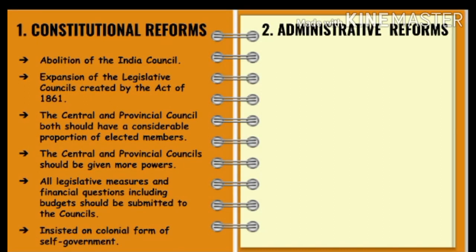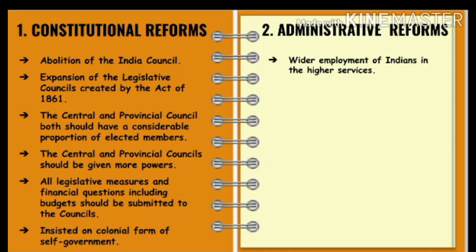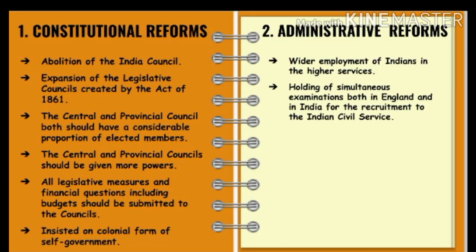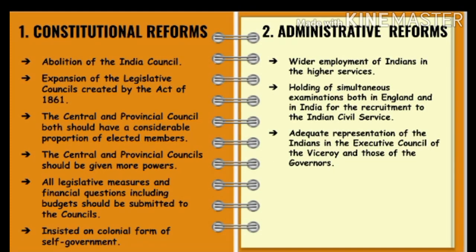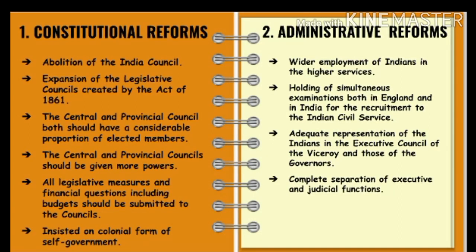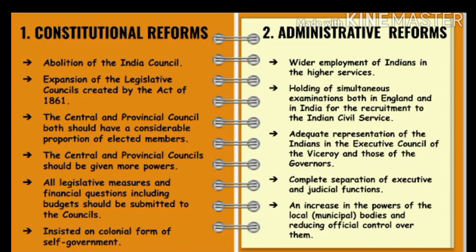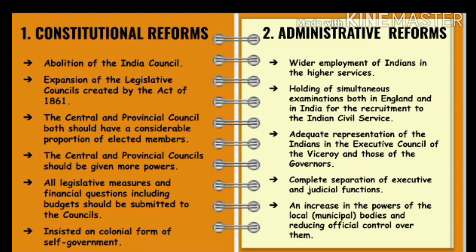Administrative reforms. Under the administrative reforms, the Congress demanded wider employment of Indians in the higher services, holding of the Indian Civil Service examination simultaneously both in India and England. They wanted adequate representation of the Indians in the Executive Council of the Viceroy and that of the governors. They also demanded a complete separation of powers between the executive and the judiciary. They also asked for an increase in the powers of the local bodies and reducing official control over them.